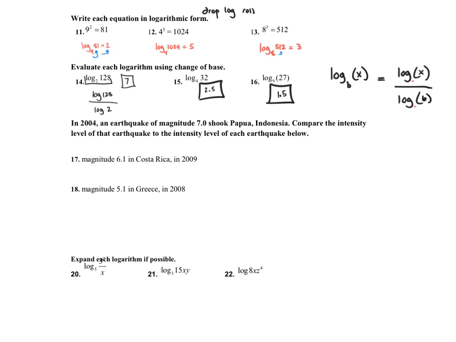So, in 2004, an earthquake of magnitude 7.0 shook a place in Indonesia. I don't know how to pronounce that name. Compare the intensity level of that earthquake to the intensity of each earthquake below.